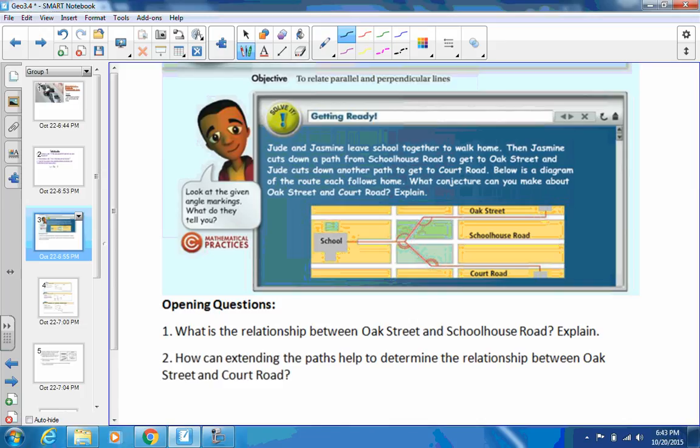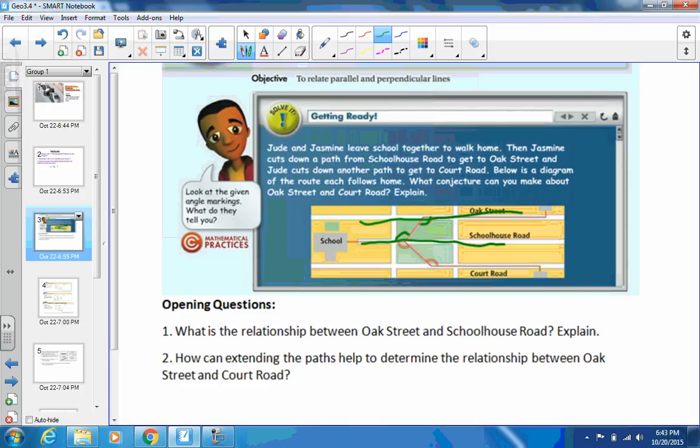What conjecture can you make about Oak Street and Court Road? Now, a couple opening questions here. One says, what is the relationship between Oak Street and Schoolhouse Road? It's labeled here nicely, and those angles are congruent. If Schoolhouse Road goes like this, and Oak Street goes like this, and those are two alternate interior angles, that means Oak Street and Schoolhouse Road must be parallel. Same thing goes with Schoolhouse Road and Court Street. Those are also parallel. So the conjecture you could make is that Oak Street is also parallel to Court Road.